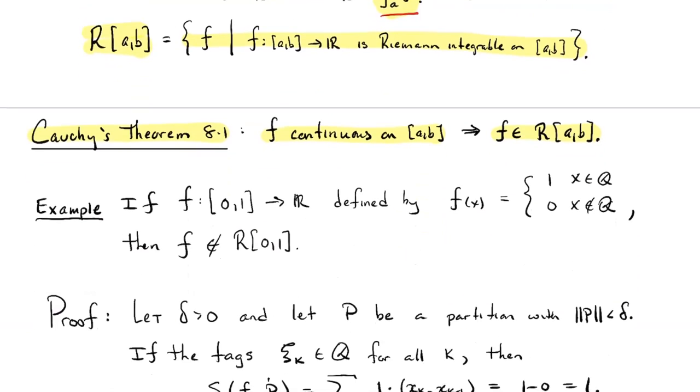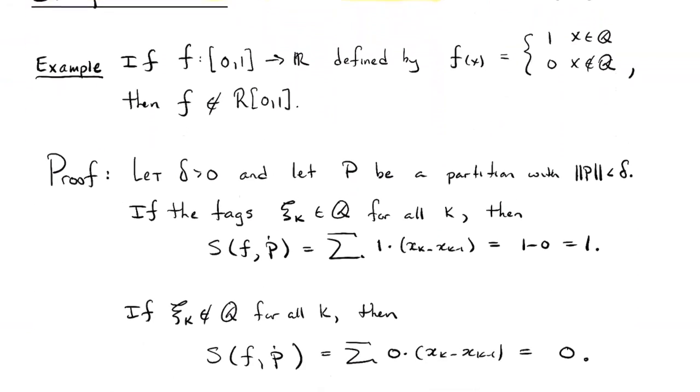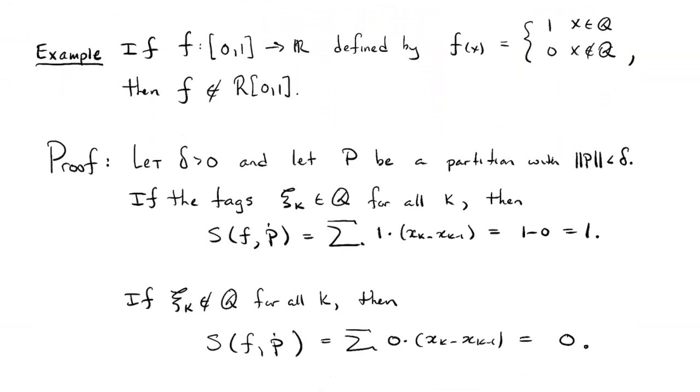Okay, so for our first example, let me take the so-called characteristic function on the rationals. I'm going to define a function. I'm going to make the set the interval from 0 to 1 for concreteness. You can do this on any interval that you like, though. Let's define the value of this function to be 1 if x is rational and 0 if it's not. So that's the so-called characteristic function on the rationals.